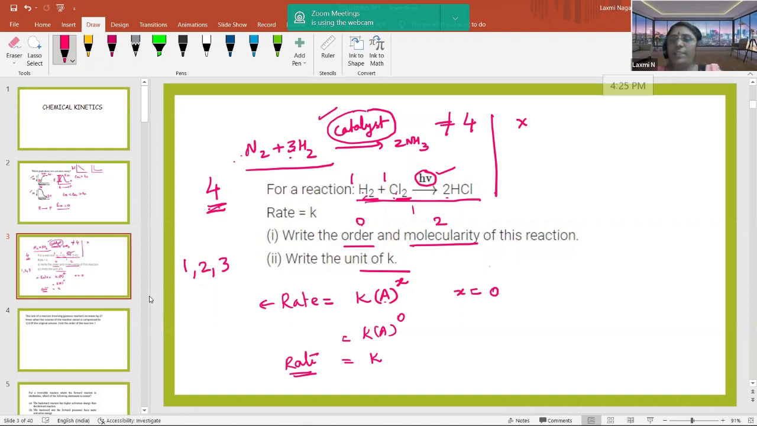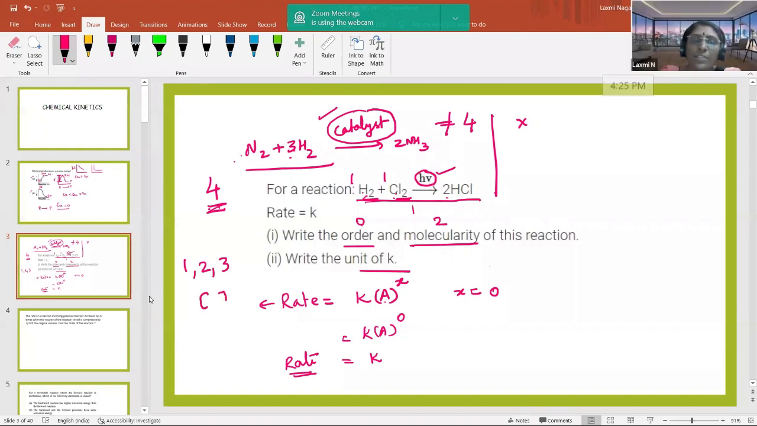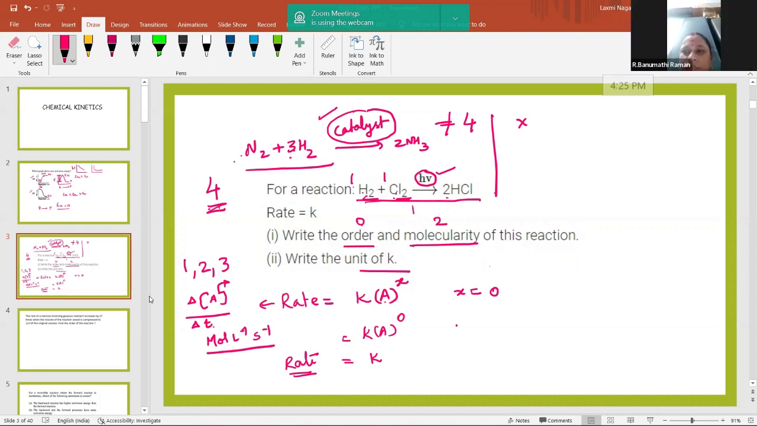In the beginning of the sessions, we said it is rate of change of concentration of reactant or product divided by time. So this is a concentration term, so it is molarity or moles per liter. And this is time, so it must be per second or per hour or per minute or whatever it is. So moles per liter per second. So whether it is a zero order reaction, first order reaction, second order reaction, the unit of rate will never change.